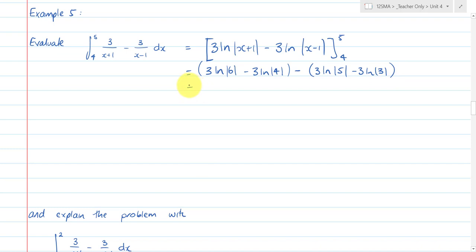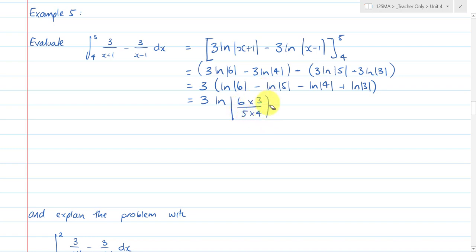And now we can simplify this. I'm going to take 3 out as a common factor, and we're left with log 6 minus log 5 minus log 4 plus log 3. So we have negative of a negative on the 3, so we get that as a positive. And that gives us 3, don't ever forget your log laws, 3 log 6 times 3 over 5 times 4.